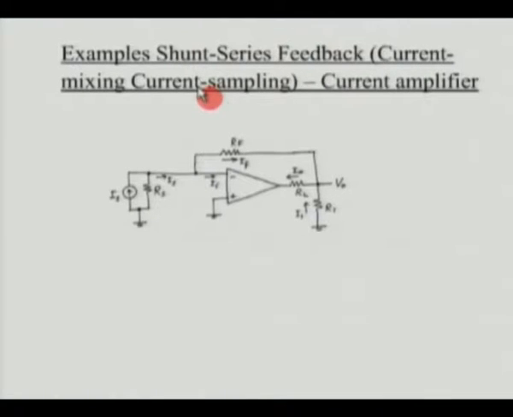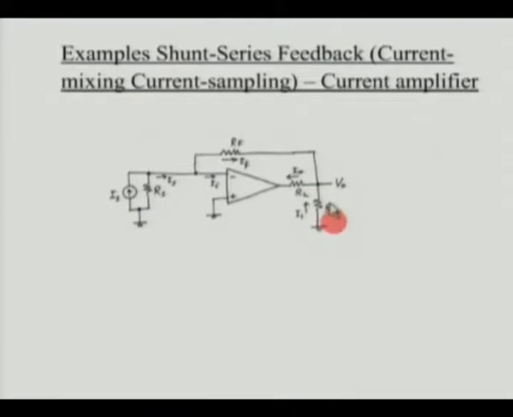Now let's look at the next topology. Let's see two examples of shunt series feedback, or essentially the feedback for a current amplifier. What we have is an op-amp based current amplifier. You have the current source here, and a certain amount of current flowing into the op-amp, and you have the feedback current flowing into the output. So Is minus If is what is flowing into the input, which is almost 0, and the current I naught is shown here.